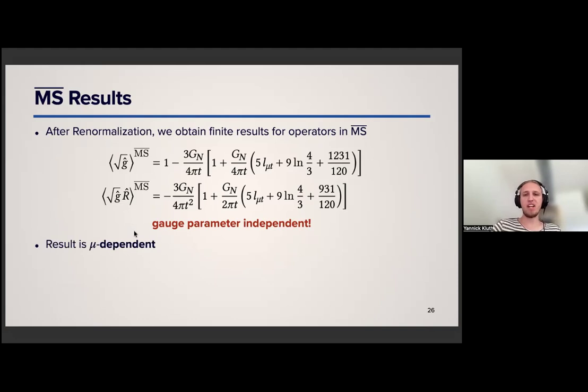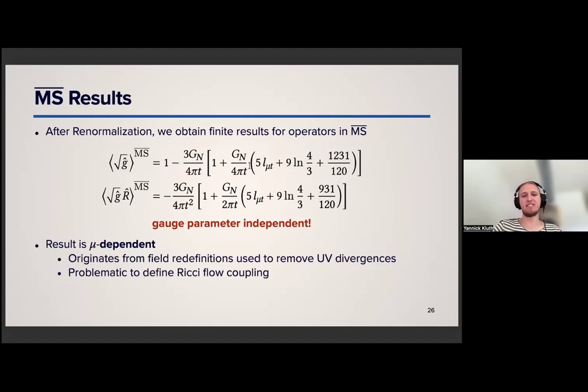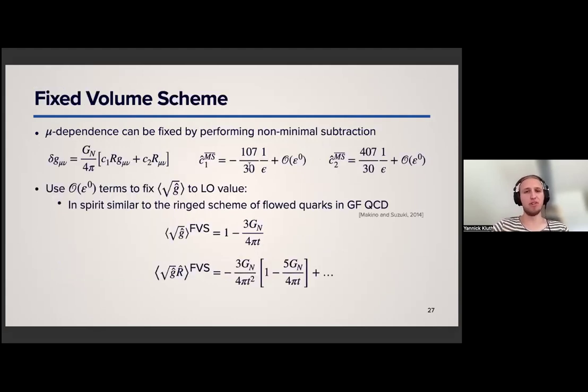One other remark, though, is that these results are still mu-dependent. You see that this L_mu,t is actually a logarithm of mu squared times t. So our results are still mu-dependent, and this is simply an artifact of the fact that we have to renormalize UV divergences by field redefinition. This is a slight issue, because in order to define a Ricci-flow coupling for Newton's coupling, we need to start from some objects that are mu-independent. Let me just briefly explain how we fix that.